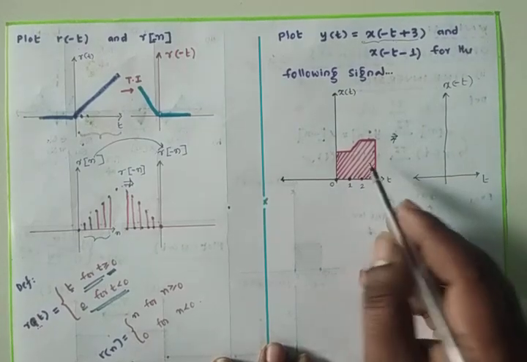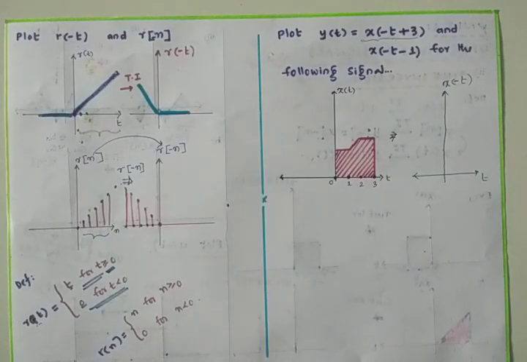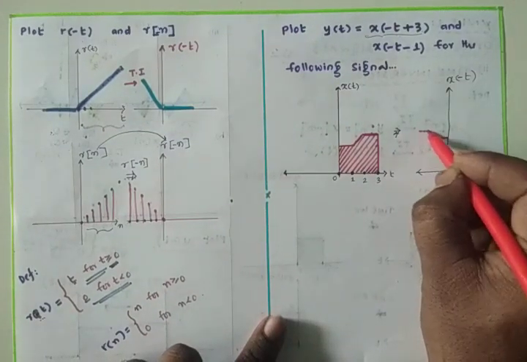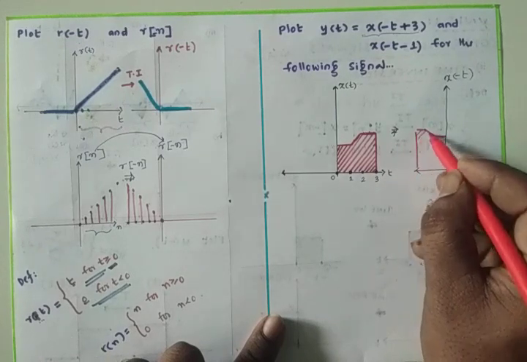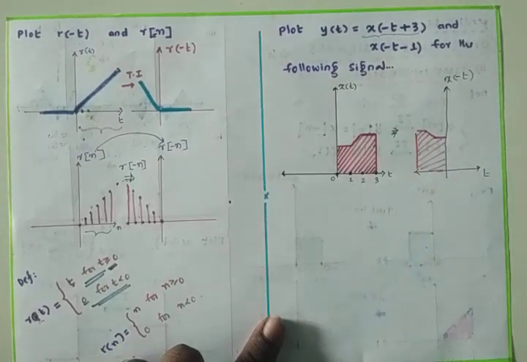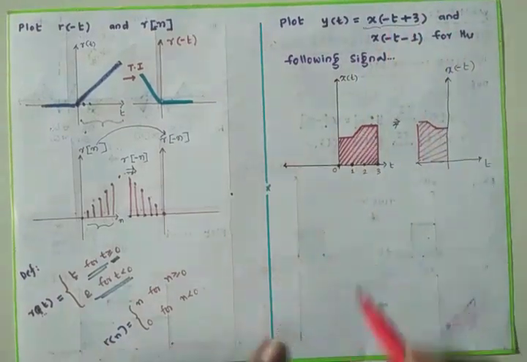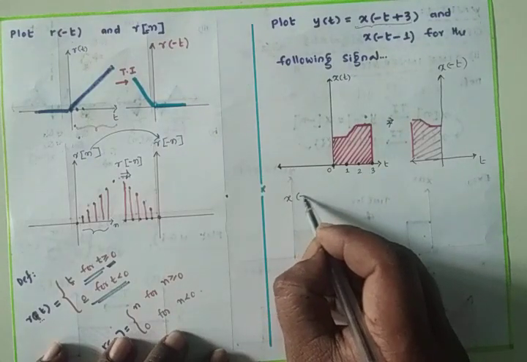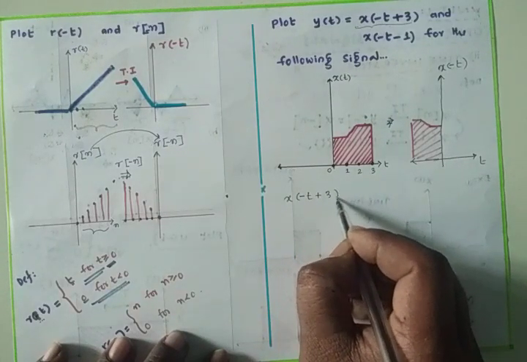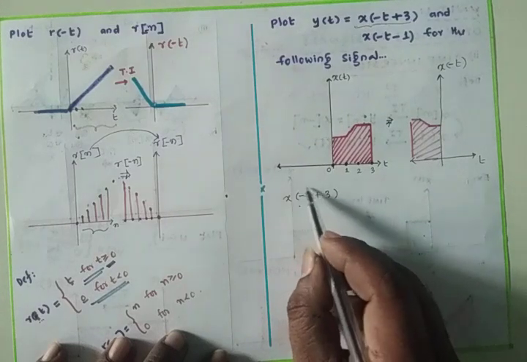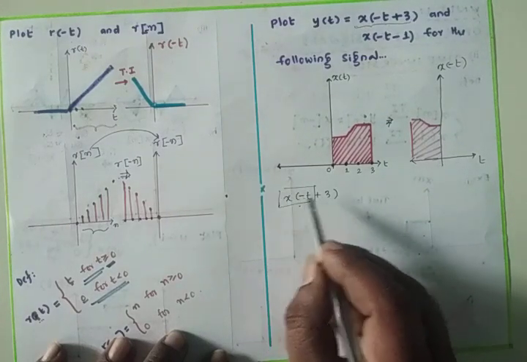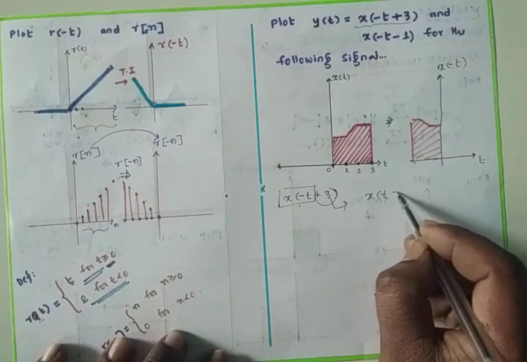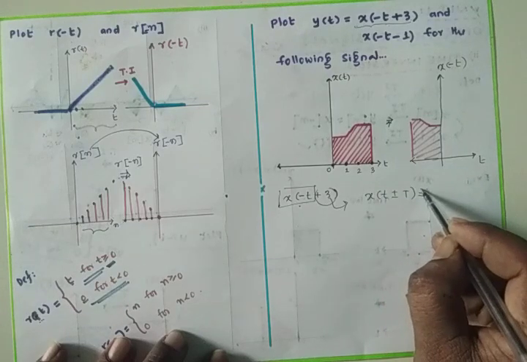Whatever signal is there in the first quadrant, I get the same signal in the second quadrant like this. This is x of minus t. But what we have to draw is x of minus t plus 3. We know that up to x of minus t we have drawn. Then plus 3 we have to add. This is nothing but x of t plus or minus capital T only.